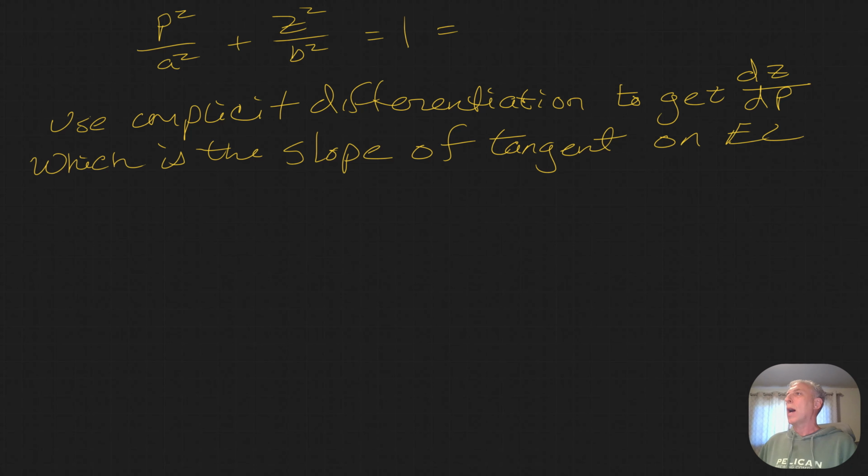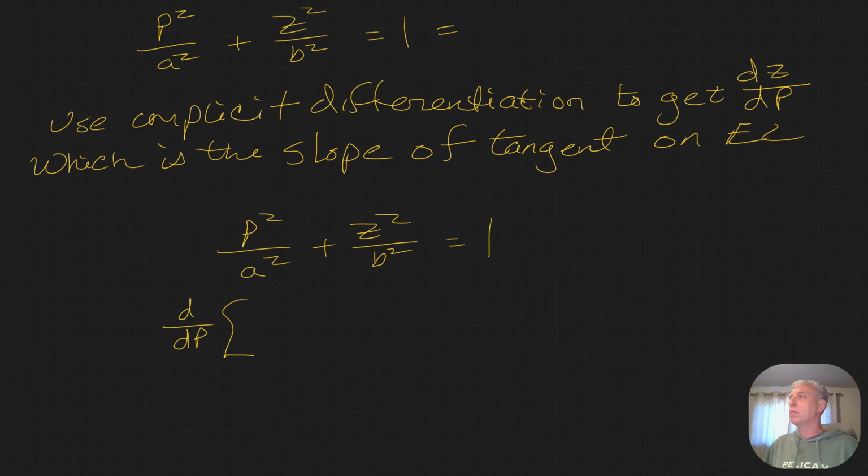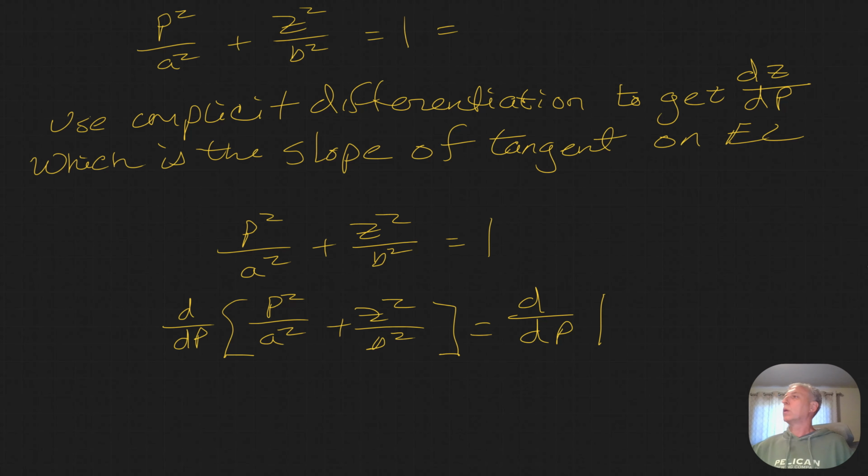Okay, so how do we do that? Well, implicit differentiation is a little bit of a different animal, isn't it? So for p squared over a squared plus z squared over b squared equals 1, we need to take the derivative of both sides, right? So we take d/dp of p squared over a squared plus z squared over b squared, and we have to do it to both sides, d/dp of 1.